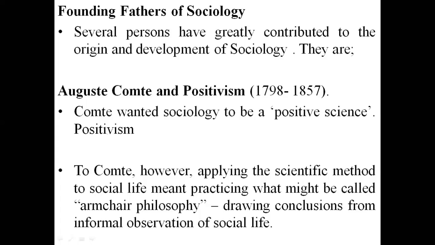The first one we want to talk about is Auguste Comte and positivism. He lived between 1798 and 1857. He was known as the founding father of sociology, especially modern sociology. And Comte wanted sociology to be a positive science, that is a scientific science. That's his desire. To Comte, however, applying the scientific method to sociology meant practicing what might be called armchair philosophy, drawing conclusions from informal observation of social life. So that's the method. He believes in using scientific method in the subject matter of sociology, and the implication is that he will be drawing conclusions from informal observation of social life.